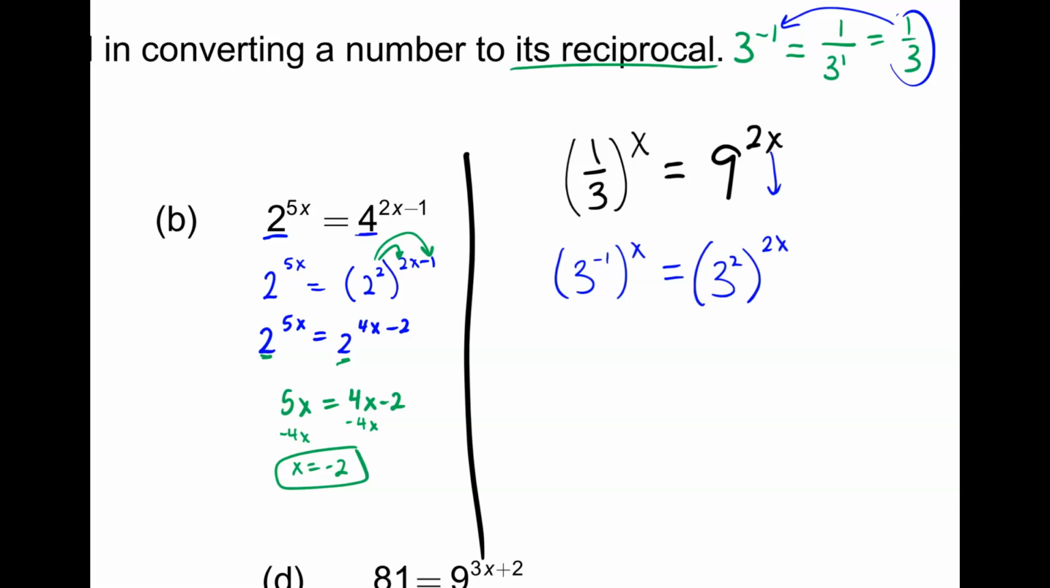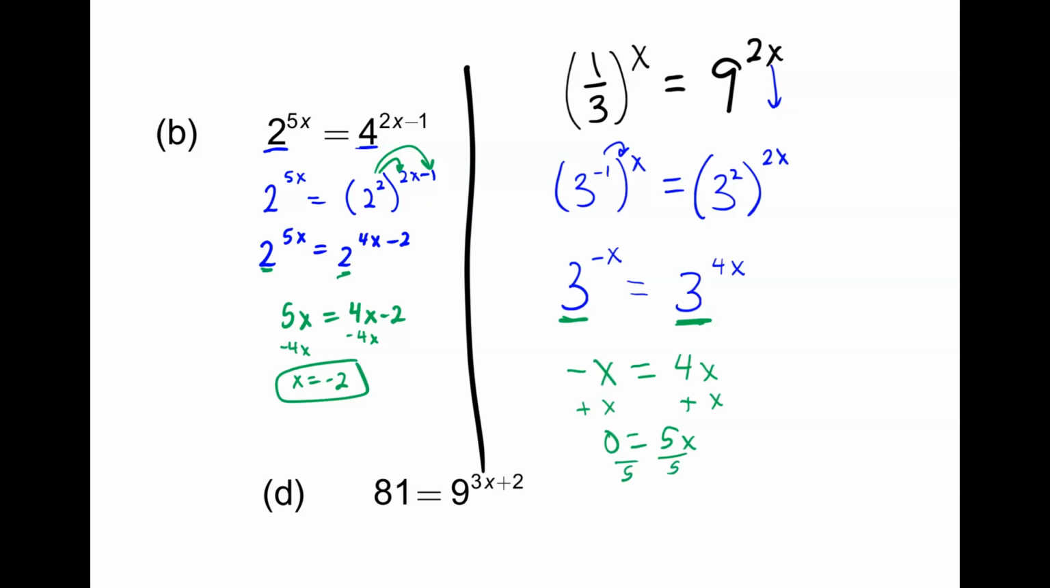Now, okay, so exponent to an exponent, you multiply. So I have 3 to the -x, right? -1 times x is just -x. 3 to the 2 times 2x is 4x. Now that I have the same base, I can set the exponents equal to each other. So 0 equals 5x. Divide by 5 on both sides, I get 0 equals x. Okay. So, not the best idea, but it's all good because, if you put 1/3 to the 0 power, that's 1. 9 to the 2 times 0, okay, well, it's just 9 to the 0, so that's 1. So it checks out. It actually works.